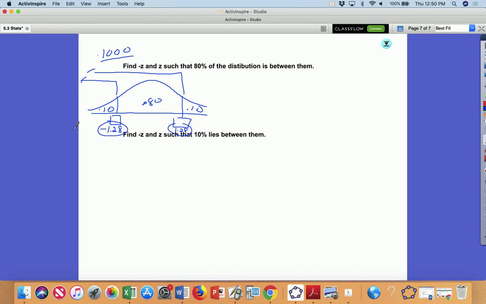So draw a picture for the next one and calculate the z-scores that cut out the middle 10%. Draw a picture. See if you can figure out percentages within that distribution and then find the z-score for a percentage that you're working to find.